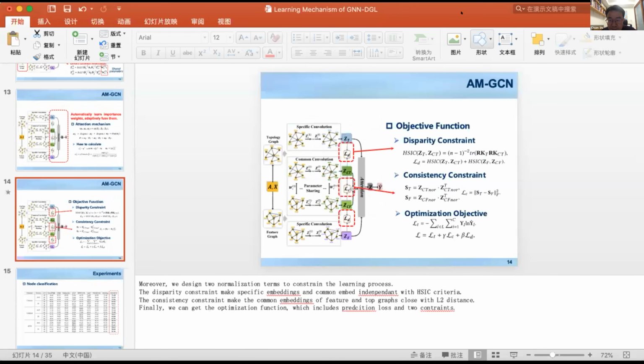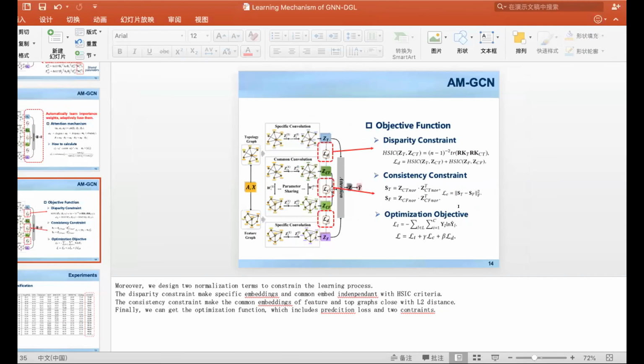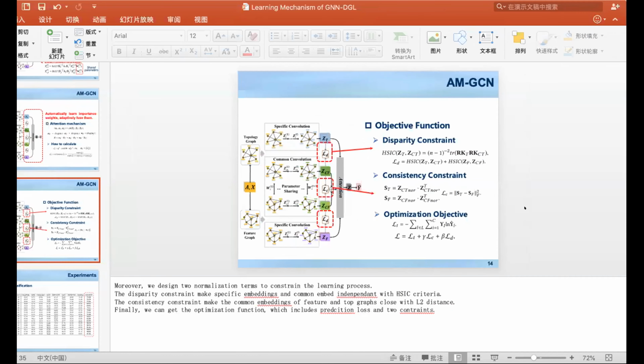Okay. Yeah, so in the objective function, there are two different constraints, disparity and consistency. I'm wondering what's the purpose of using this kind of constraint?